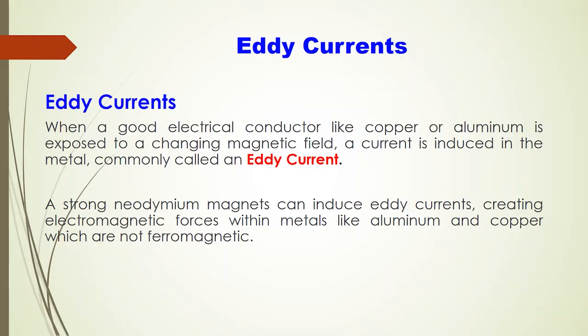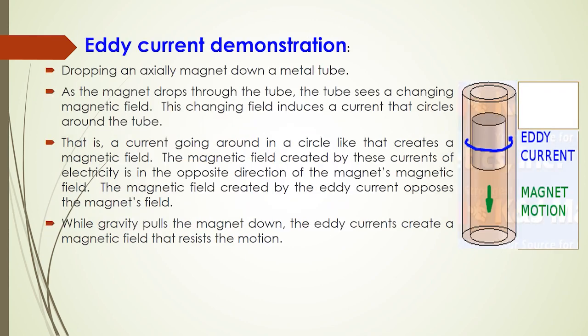When a good electrical conductor like copper or aluminum is exposed to a changing magnetic field, a current is induced in the metal, commonly known as eddy current. A strong magnet can induce eddy currents, creating electromagnetic forces within metals like aluminum or copper, which are not ferromagnetic. We are having a demonstration here, dropping a magnet into a metal tube.